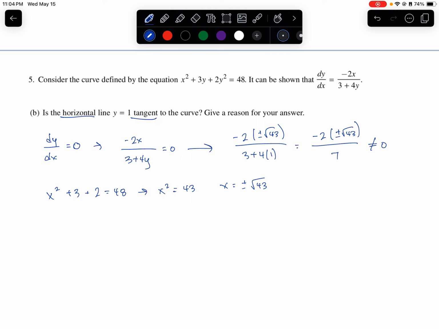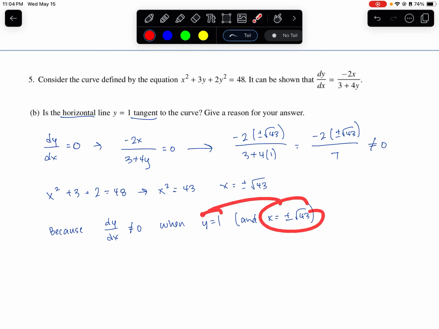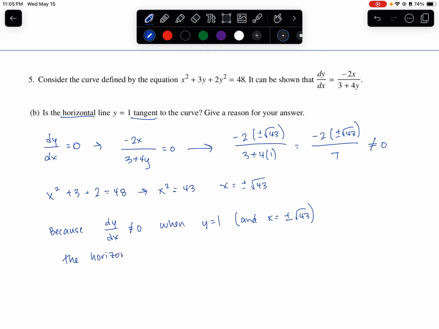So I would just say that because dy dx does not equal 0 when y equals 1, and x is equal to plus or minus square root of 43, because that's the corresponding x coordinate when y is equal to 1, the horizontal line y equals 1 is not tangent to the curve. So I think that would be sufficient to get all the points right there.